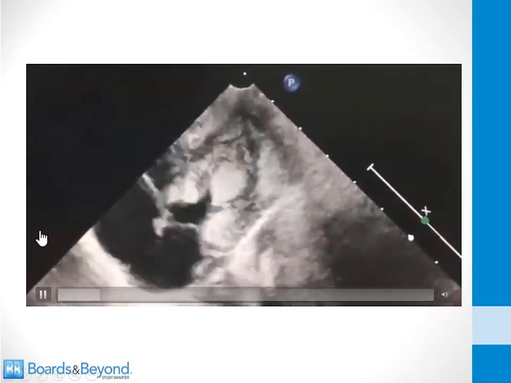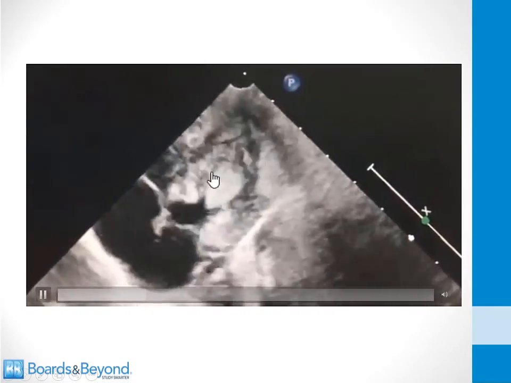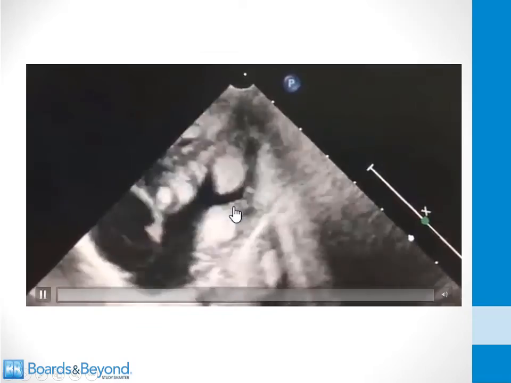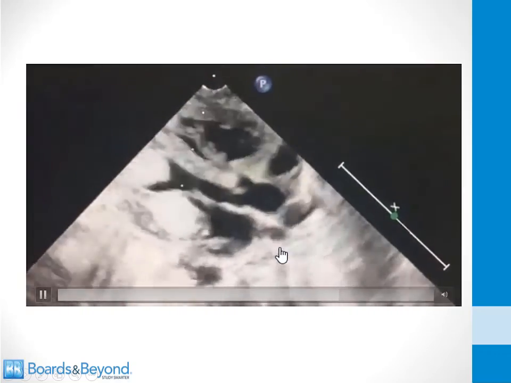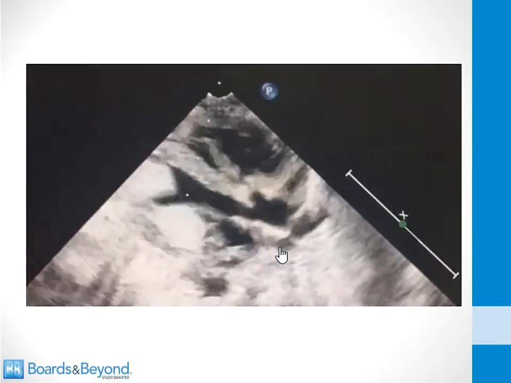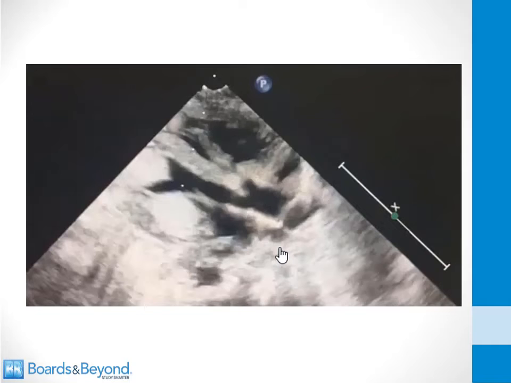Here's an ultrasound of a child with a rhabdomyoma. Note this mass in the middle of the left ventricle. You can also see masses embedded in the wall of the ventricle. Usually there are multiple masses found in a child. And remember that the other common cardiac tumor, a myxoma, usually does not involve the ventricle. It occurs in the atria.